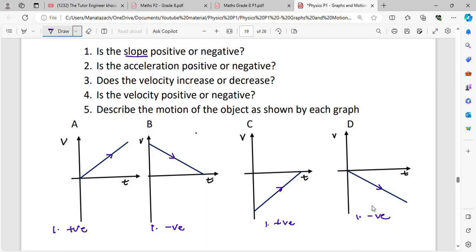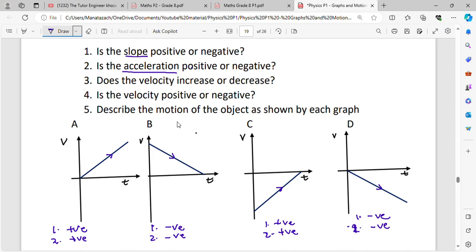Now let's go to the second question of acceleration. Is it positive or negative? Remember, the slope of the velocity time graph is actually the acceleration, so you'll have the same answer here with the slope. The acceleration is negative where the slope is negative, and the acceleration is positive where the slope is positive. So basically, it's number 2, I'm sorry. Basically, you're going to have the same as the slope.